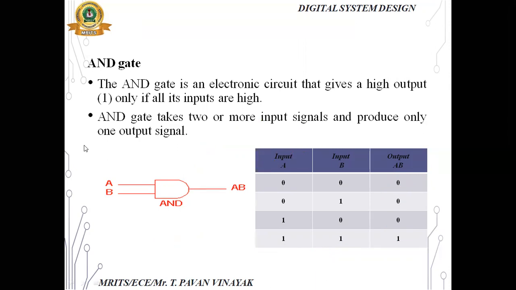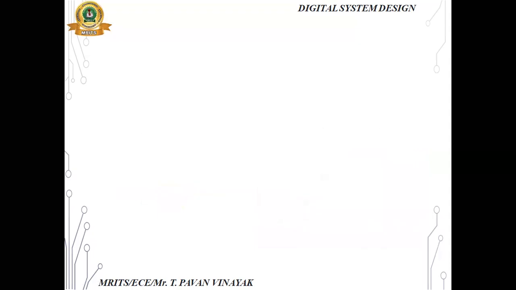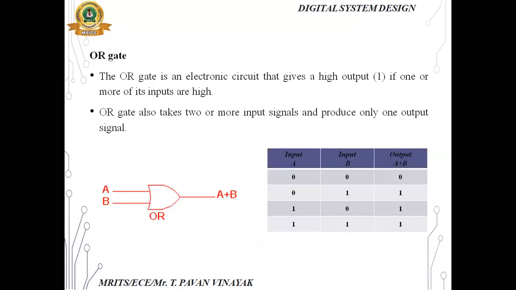Similarly, the OR gate. What is the OR gate? Ones are available in 1, 2, 3. So it becomes sigma 1, 2, 3, or pi of 0.